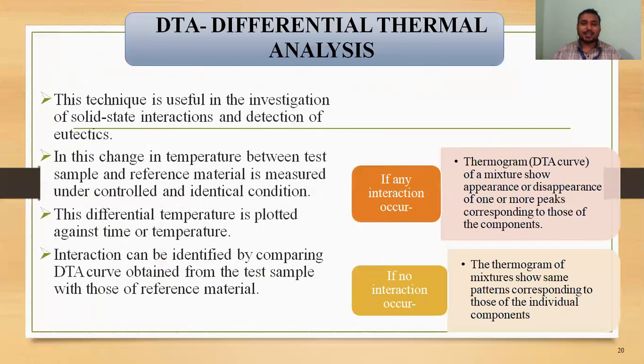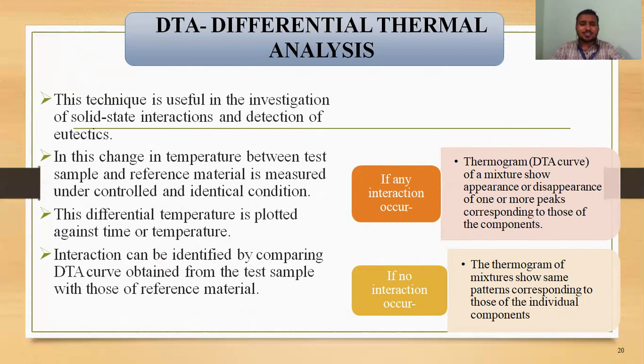Next come with the DTA, that is differential thermal analysis. Okay, so this technique is useful for investigation of solid state interactions and detection of eutectics. In case of eutectic powders, it is not compatible with the normal environment. That means when you put eutectic compounds at a normal temperature, they melt. Okay, so they should be kept at a very low temperature. Okay, so DTA is required. We use DTA for the detection of eutectic compounds.